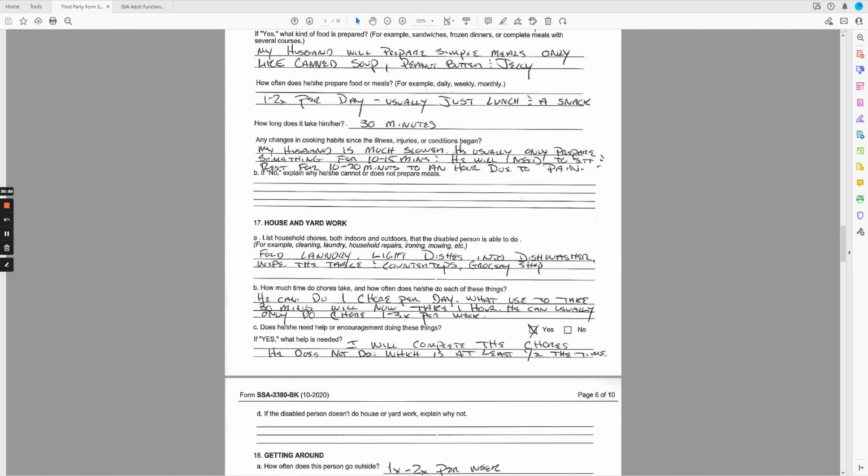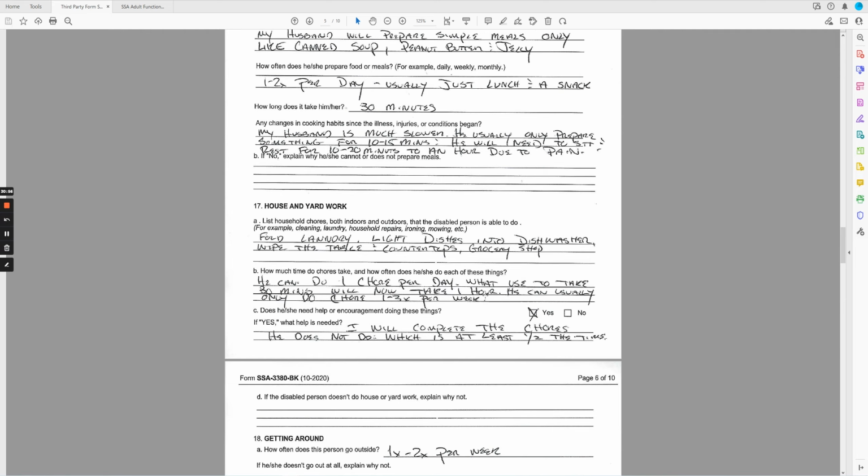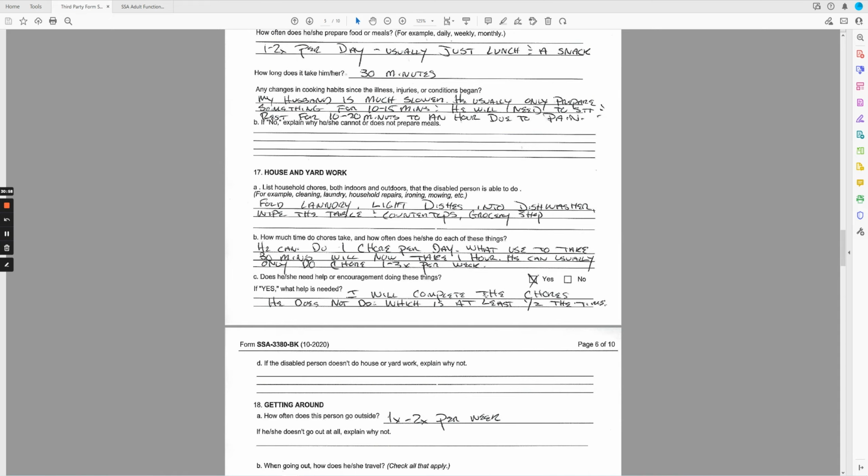How much time do chores take, and how often does he or she do these things? Again, this question is also on the adult function report, and because they're trying to say, hey, look, gosh, he can do the chores, one chore per day. What used to take 30 minutes will now take 1 hour. He can usually only do 1 to 3 days per week. So one chore per day, up to 3 days per week, and no more.